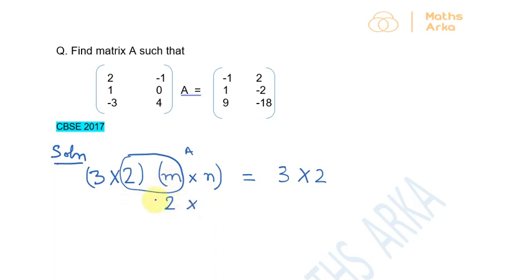Now this is what we get if the product is defined. If AB is to be defined, then the order of the resultant matrix would be given by this part, 3 cross n, and here what we have is 3 cross 2, so n should be equal to 2. So 2 cross 2 is the order of A. So first let's understand how to find the order. If we are now sure about the order, then we can proceed forward.